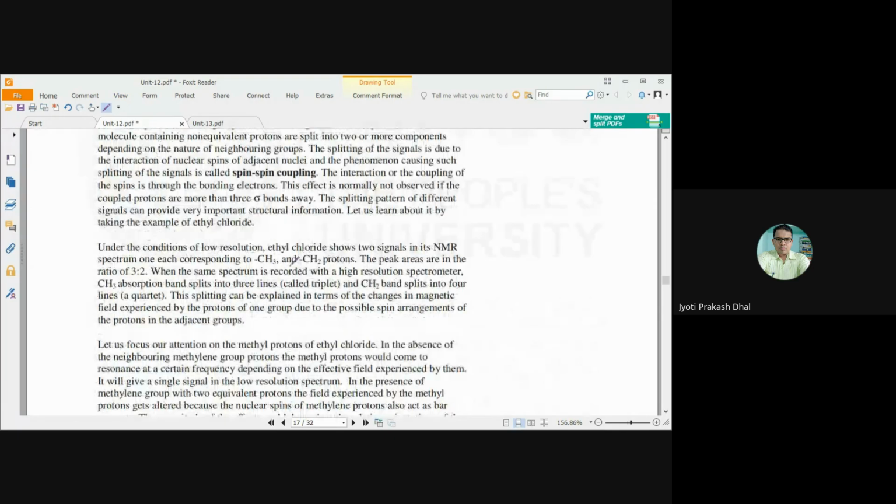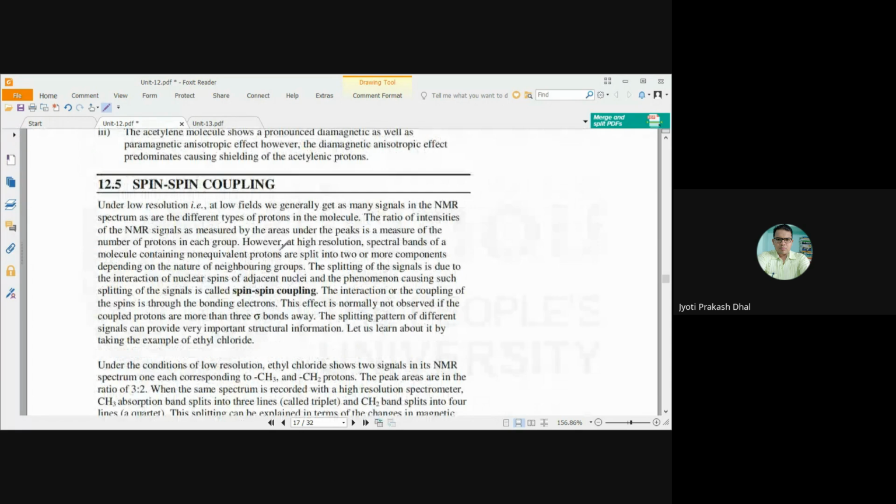Now coming to spin-spin coupling. Under low resolution, we generally get many signals in the NMR spectrum for different types of protons in the molecule. So if we use the spectra at low resolution, the number of NMR signals equals the number of different types of protons present in the molecule. The ratio of intensity of the NMR signals is measured by the area of the peaks, proportional to the number of protons in each group.